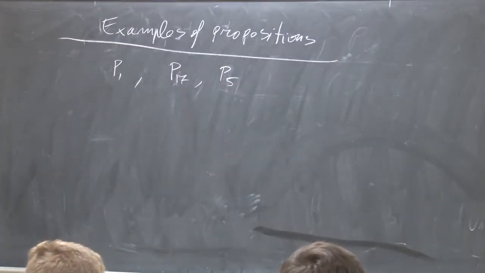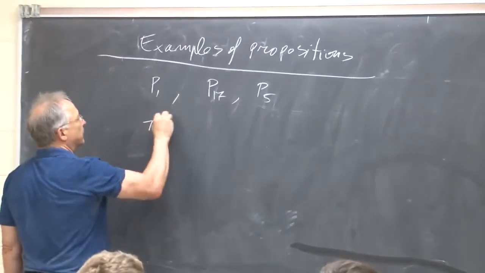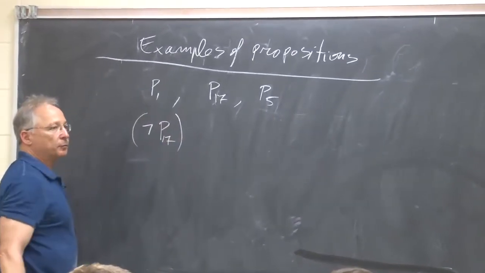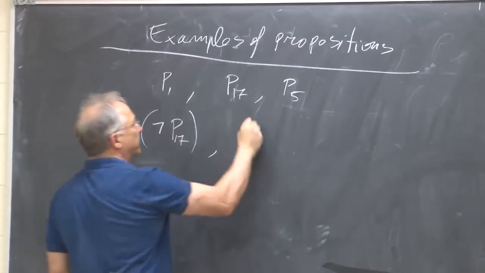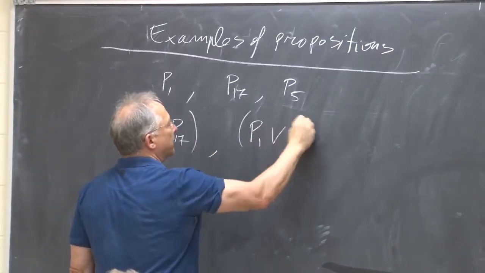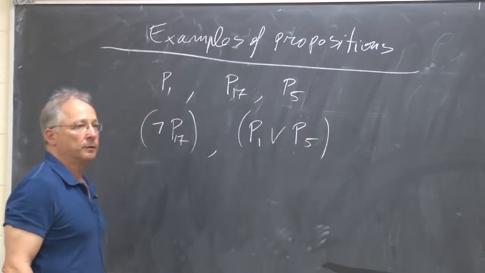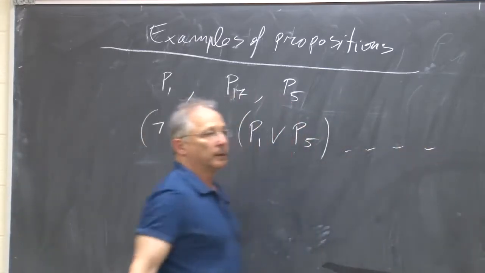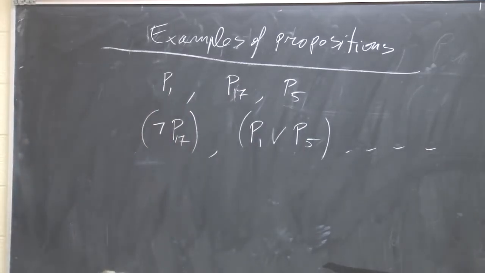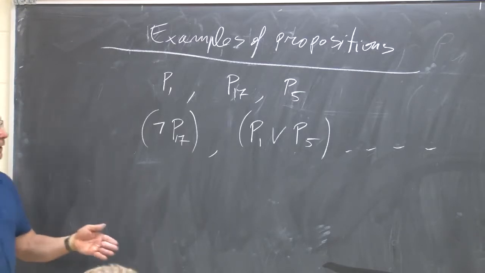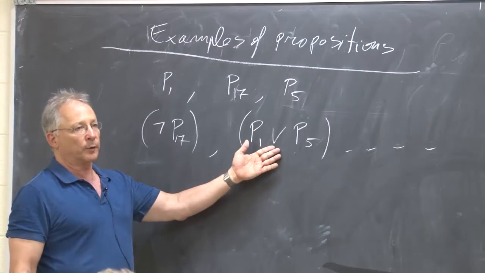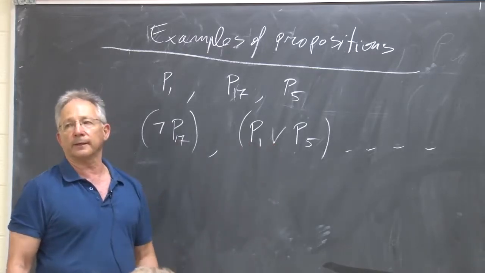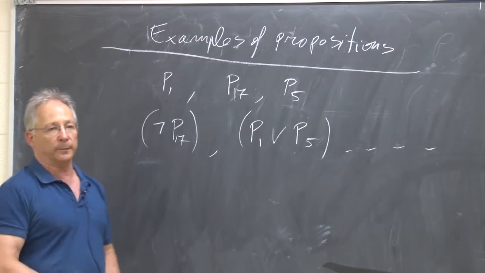Now I can apply any operation. So I know that not P17 is a member of my language. And I know that P1 or P5 is a member of my language. And now, if those are members of my language, I can apply any operation to each of them and still remain in my language, because we know that IAP is closed under the operations. So I can pick any operation and apply it to anything that's already there, and I'm guaranteed that the next thing I generate is also a legal word in my language.